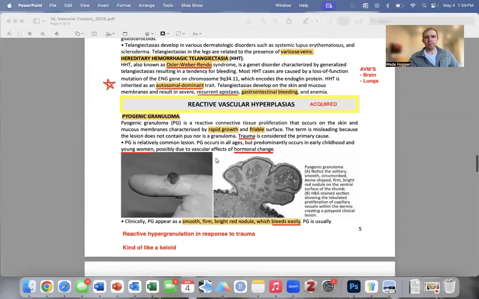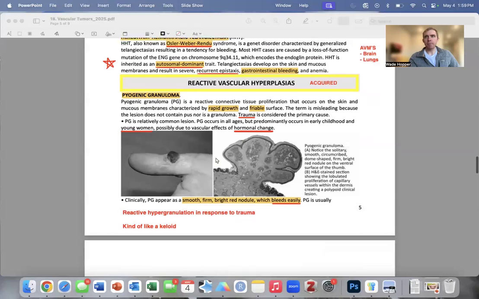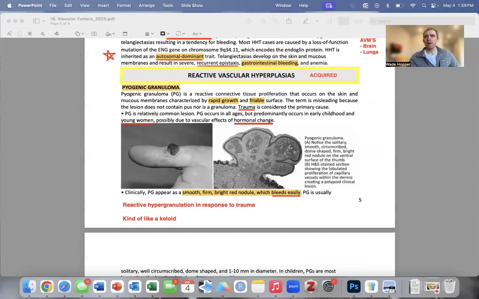Moving on, let's talk about reactive vascular hyperplasias. These are acquired. And pyogenic granulomas are usually caused by trauma. And so you get a paper cut on your finger, or you bite your lip too hard or hit it on something, and you end up getting a hypergranulatory response whenever you go to heal. So the analogy here is that it's like a keloid scar, only with a pyogenic granuloma, you get overgrowth of blood vessels rather than laying down too much collagen.